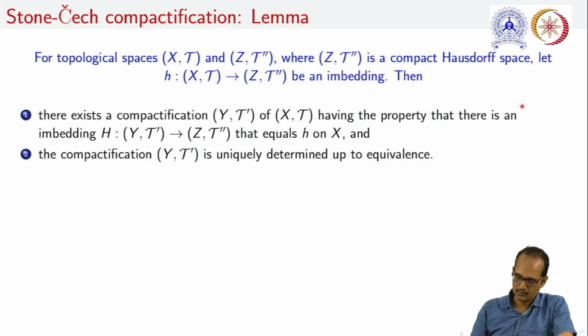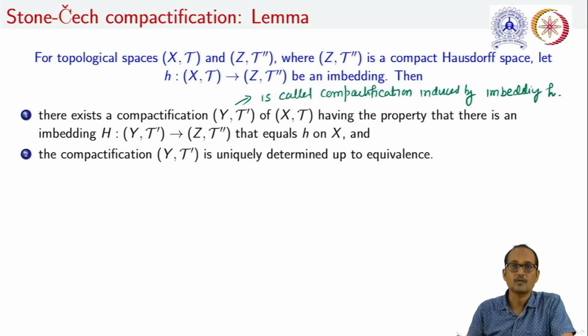So let us prove one by one. Before proving this lemma, let us use this terminology: this space (Y, tau dash) is called the compactification induced by the embedding H. Now let us see the proof of this lemma.